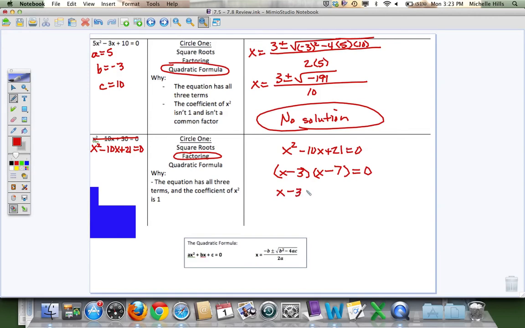So two things multiplied together equals 0, which means either x minus 3 is 0, or x minus 7 could also equal 0. I'm going to add 3 to both sides here, so x equals positive 3 is one of my solutions. Add 7 to both sides here, so x equals positive 7 is the other solution.